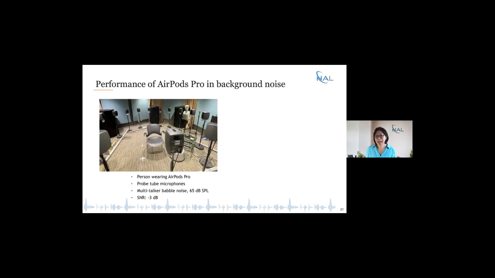Our next phase was to look at how AirPods Pro perform in background noise. So shown here is one of our acoustic test rooms with a circular array of loudspeakers. We have a person sitting on that chair in the middle wearing AirPods Pro. We put probe tube microphones in their ear to measure the level near the eardrum. There's multi-talker babble noise coming out from the speakers at a level of 65 dB SPL, and we use a signal-to-noise ratio of minus 3 dB, which is quite a challenging, yet common signal-to-noise ratio experienced, for example, in restaurants.